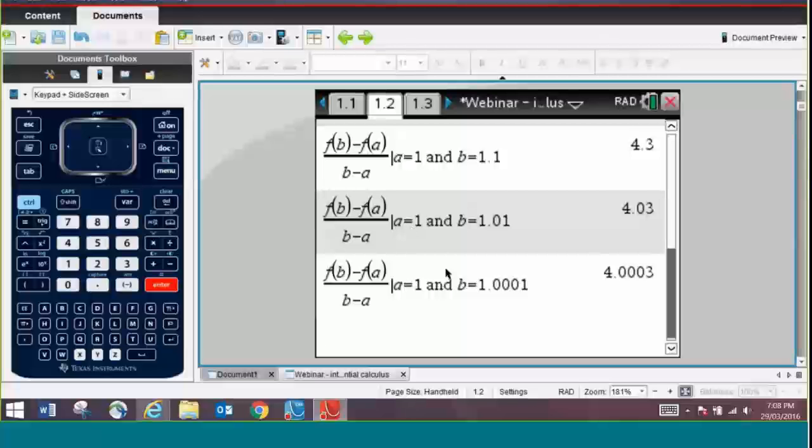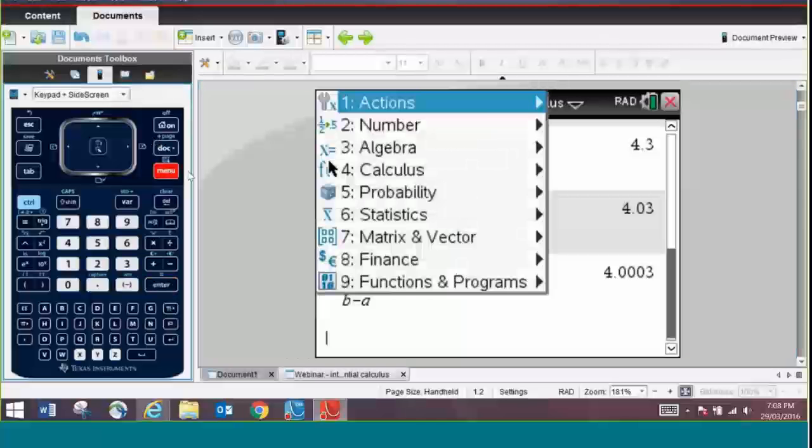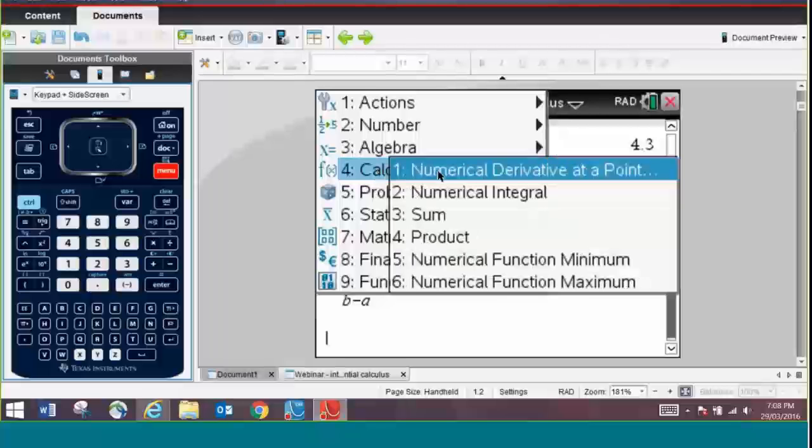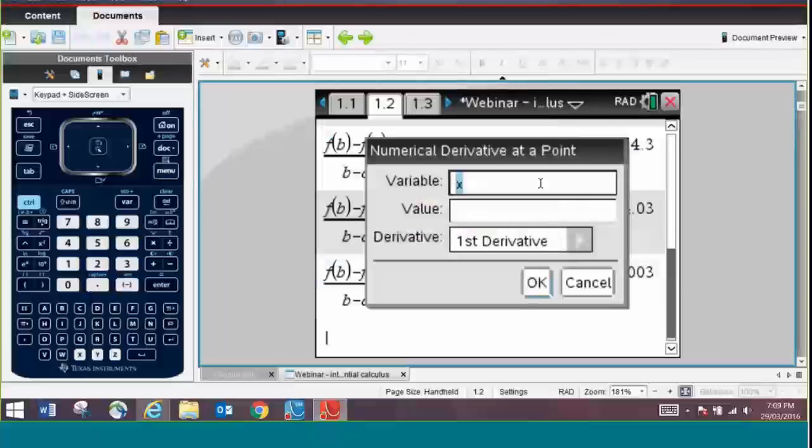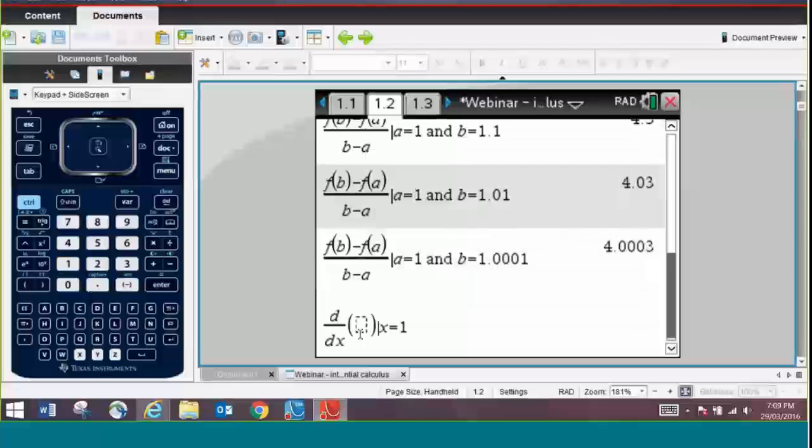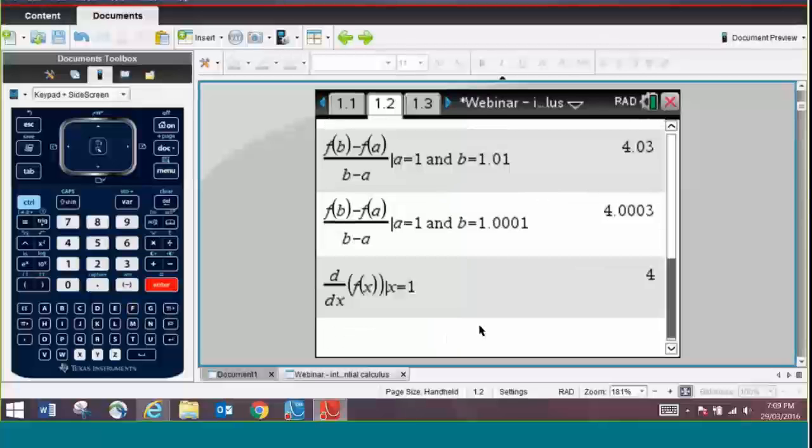So of course when I teach gradients and secants and tangents, the next thing is to actually have a look at what happens at the derivative, so at the tangent there. So I'm going to get the numerical derivative at a point, and I'll use x. So my value is at 1 in this case, and it sets up the template beautifully for me. I just put in my defined function, and it tells me that the value is 4.